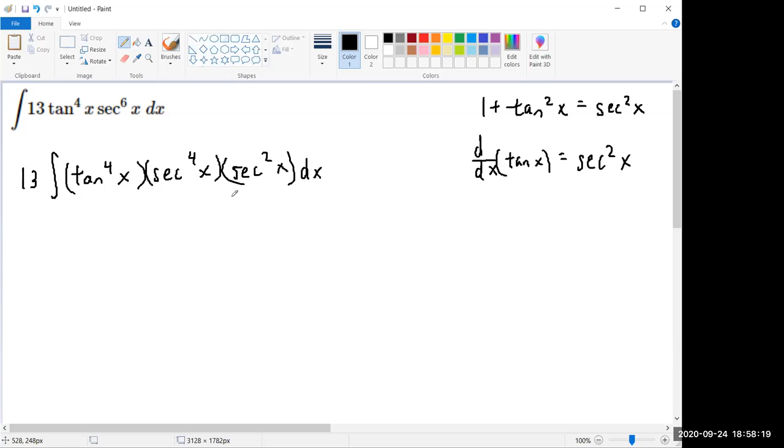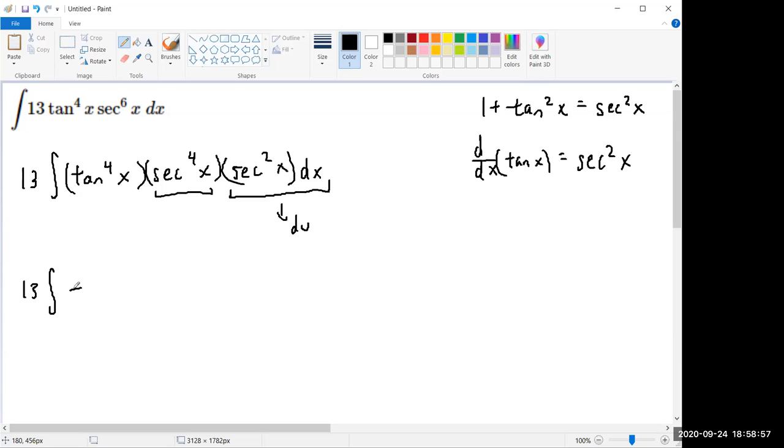Yeah, so everyone notice how this secant squared x dx right here is the derivative of tangent. So that can possibly be our du, right? So if we want that to be our du, then we have to turn everything else to be in terms of tangent. So this is fine, but can we turn this to be in terms of tangent? Would it be 1 plus tan squared x to the power of 2? Yeah.